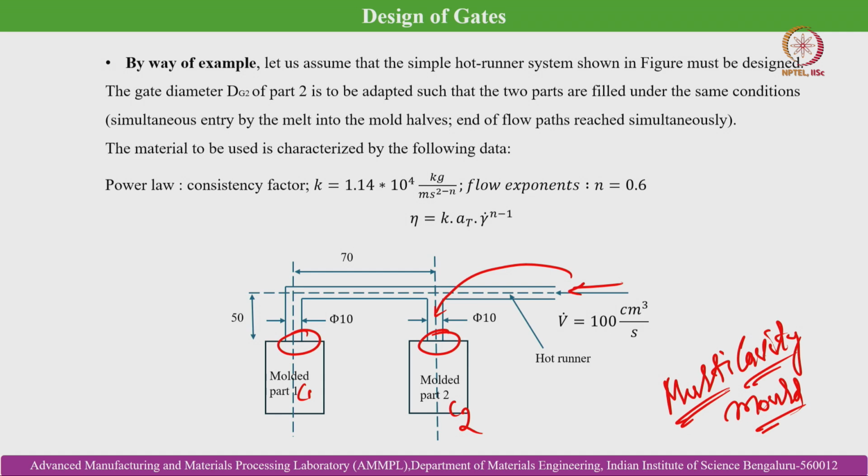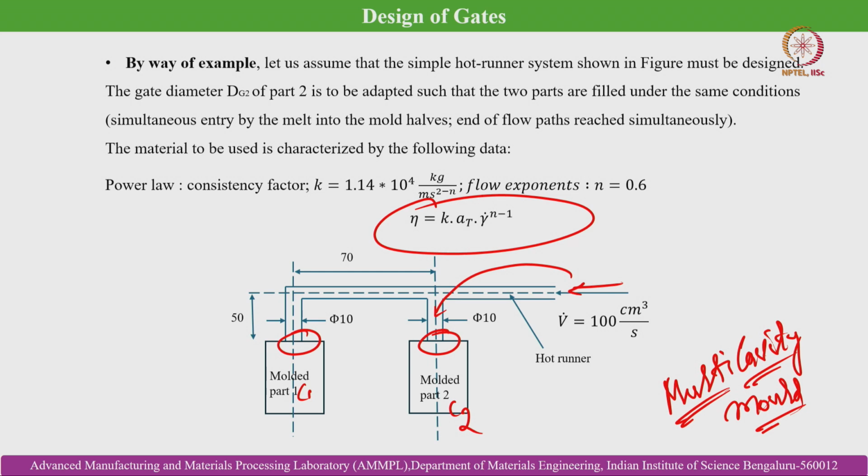So, the material to be used is characterized by the following data. Power law, consistency factor K is equal to 1.14 into 10 to the power 4, and flow exponent small n is equal to 0.6. It is the relationship between viscosity and shear rate: eta is equal to K(T) into gamma to the power n minus 1.